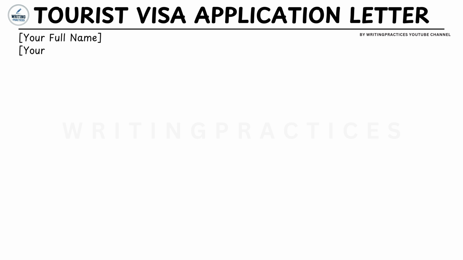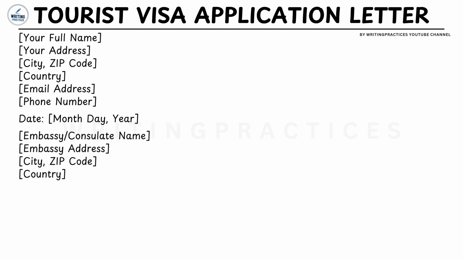Recipient's information, addressing the embassy or consulate. Next, you need to address your letter to the correct embassy or consulate where you are applying for the visa. This section includes the name of the embassy or consulate, the full address, the city and country. For example, Embassy of France, 14 Rue de Washington, Paris, France. Addressing the correct embassy ensures that your letter reaches the appropriate authorities who will process your application.